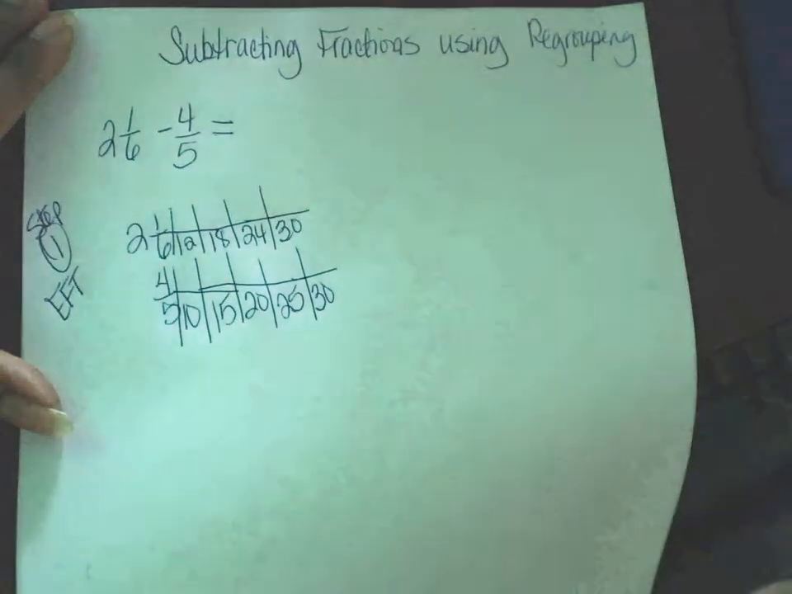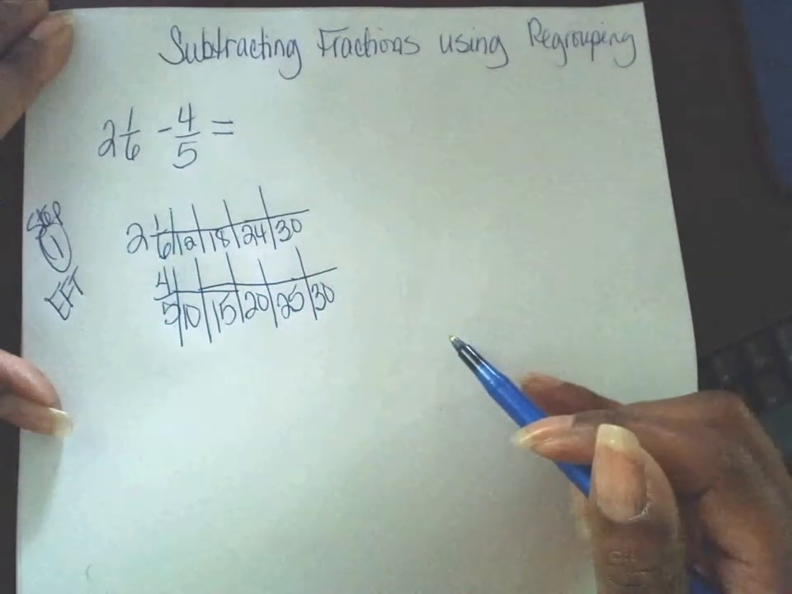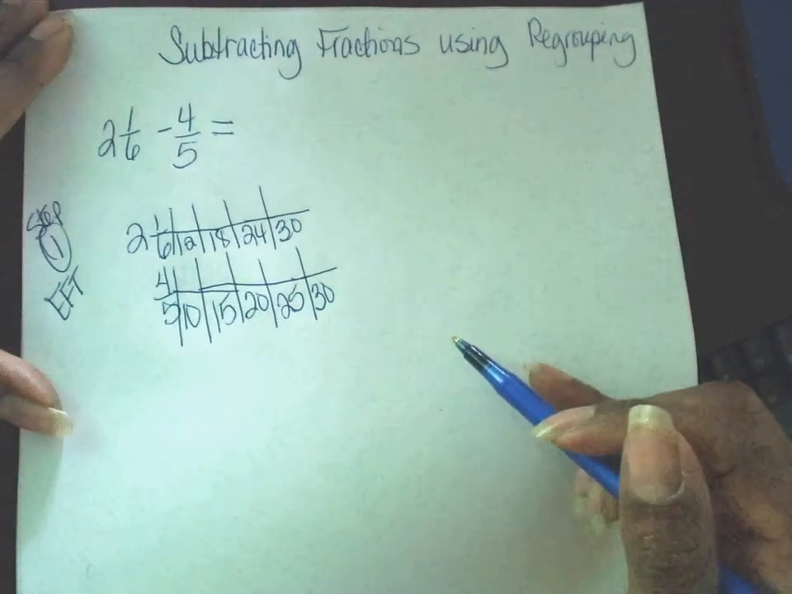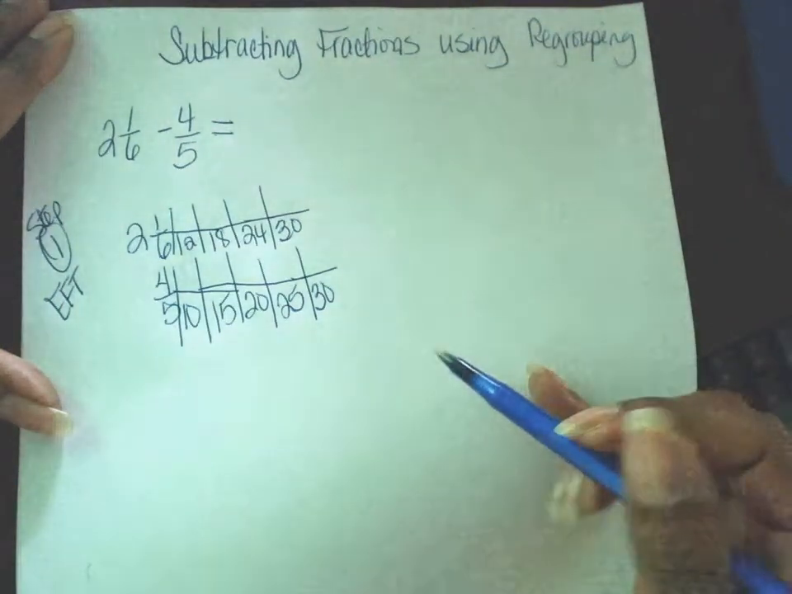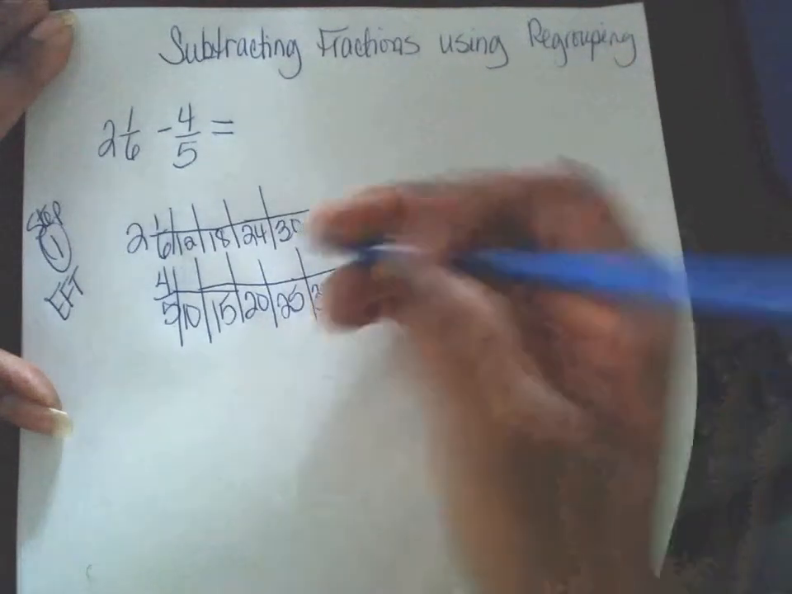Okay? Now, some of you, your parents, when they're showing you, they don't understand why we do it this way, because they do something different, but I'll show you what they do as well. Okay? So now that we found our common denominator, which is 30, we're going to fill out our numerators.